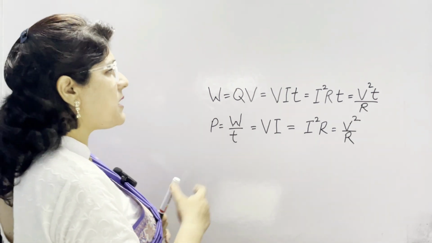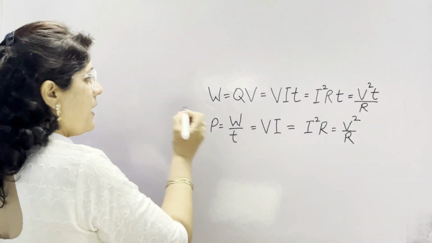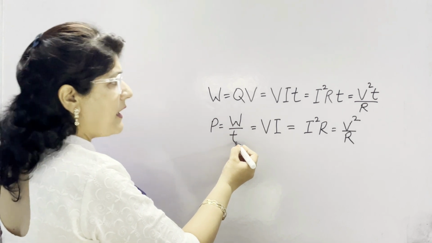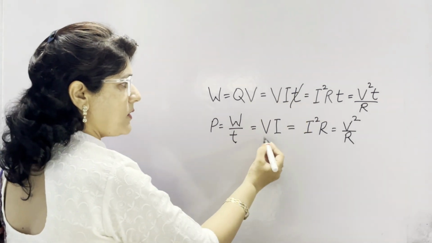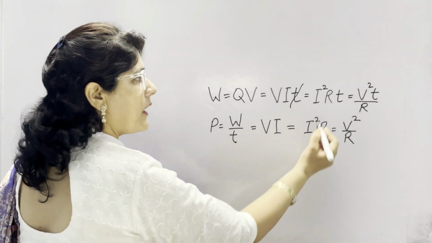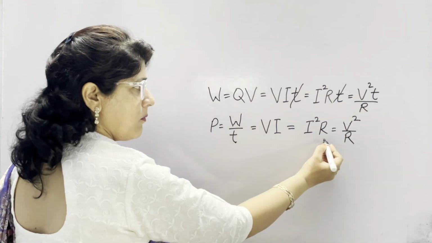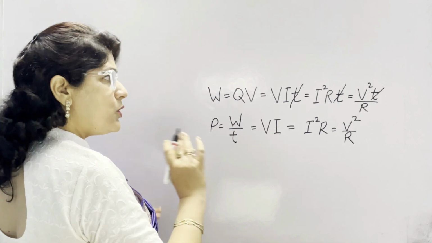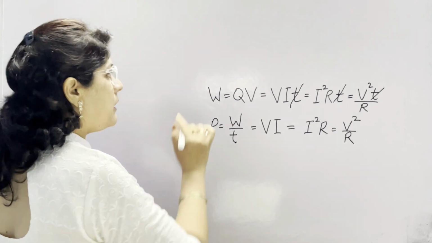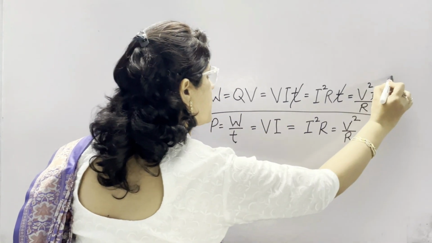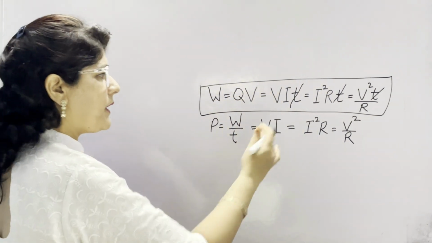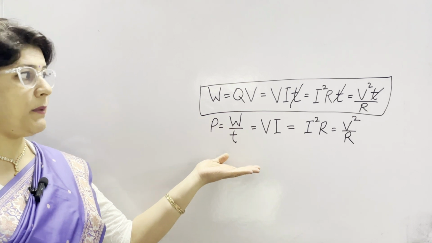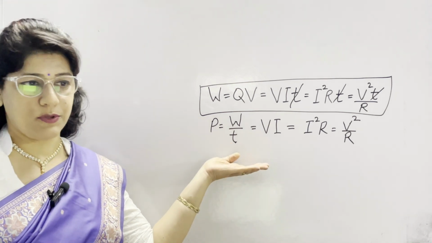इन्हीं सबको अगर हम टाइम से डिवाइड कर देंगे, पावर इज इक्वल टू एनर्जी अपॉन टाइम. अगर हम टाइम से डिवाइड कर देंगे तो वी आई टी में टाइम कैंसिल हो जाएगा, VI formula, I square R T में T कैंसिल हो जाएगा, I square R formula, V square T upon R में T कैंसिल हो जाएगा, V square upon R formula. You just need to learn this equation for the calculation of energy. आपको ऑटोमेटिकली दूसरी अपने आप याद हो जाएगी. इन्हीं फॉर्मुलास को यूज करना है हमें न्यूमेरिकल में. अगर यही लर्न नहीं होंगे तो न्यूमेरिकल गलत हो जाएंगे.